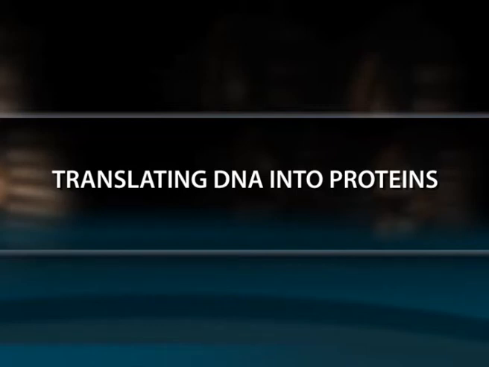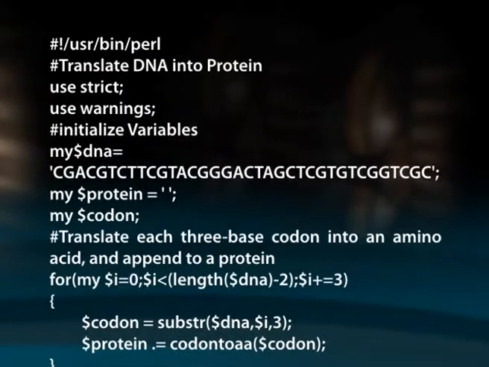Translating DNA into proteins. Here is a program using the new version of the subroutine codon to AA given in the previous section, which is used to translate a whole DNA sequence into protein. This program is given the name codon to P. The program translates DNA into protein.